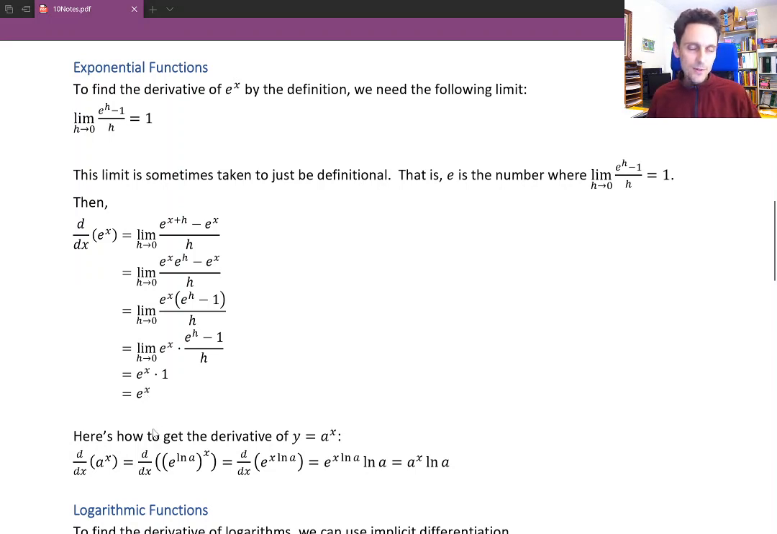Now how do you get the derivatives of the other base exponentials? Well, rather than going back to the limit definition again, what we could do is make use of the fact that we know that the derivative of e to the x is e to the x, and we could rewrite a to the x, where a represents any base, any constant, or, well, at least greater than 0 and not equal to 1, to be precise.